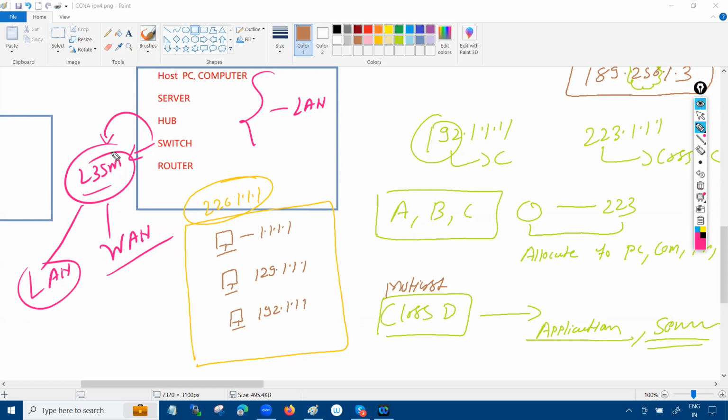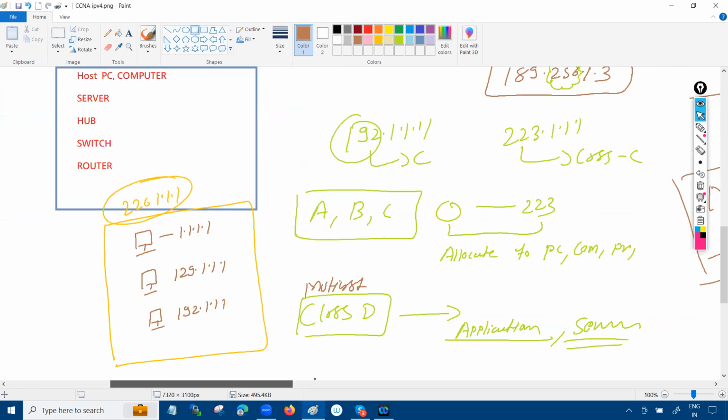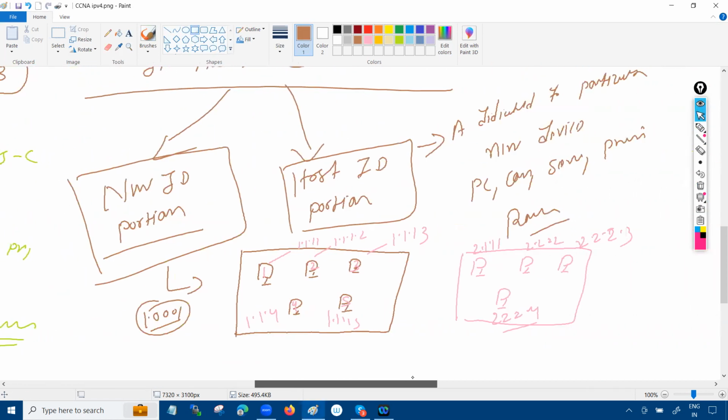We'll discuss the layer 3 switch as well. But right now we are discussing the pure normal behavior. So normal behavior, this is the LAN and this is the WAN, right? And apart from this, I think we have covered everything, right?